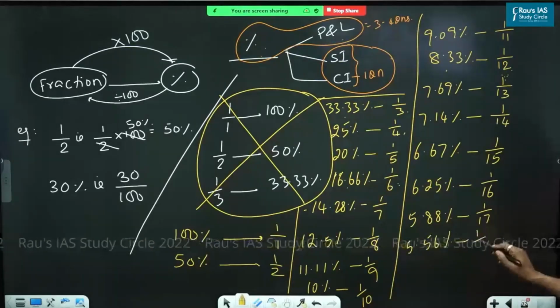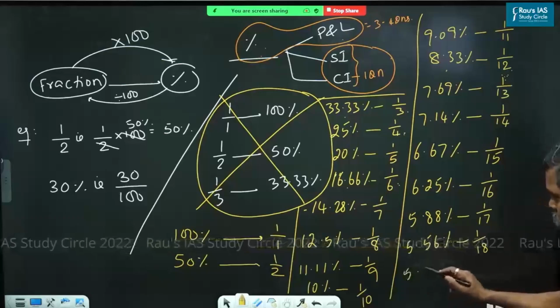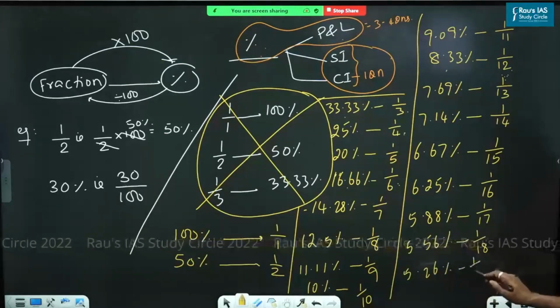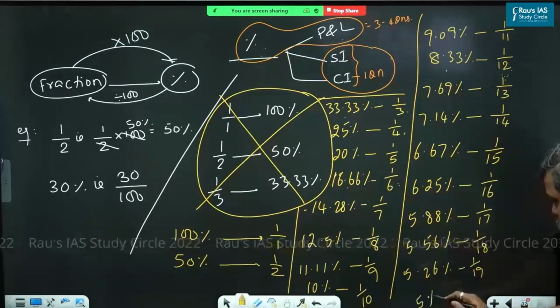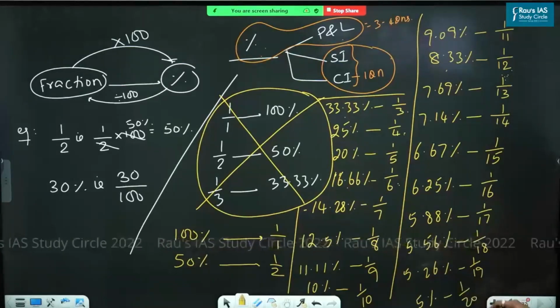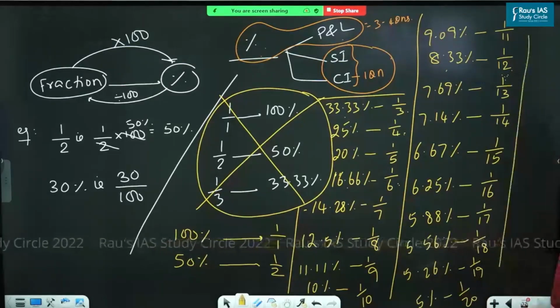5.56%, that is 1 by 18. 5.26%, that is 1 by 19. So 5%, 1 by 20. Generally, remember up to here. But while solving, keep on solving, then automatically you will remember.